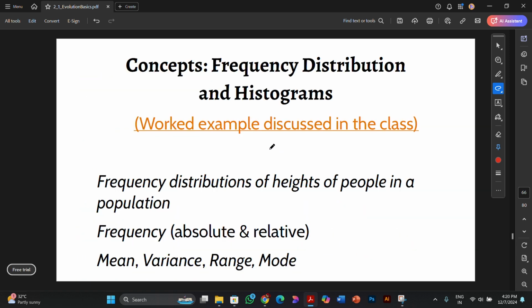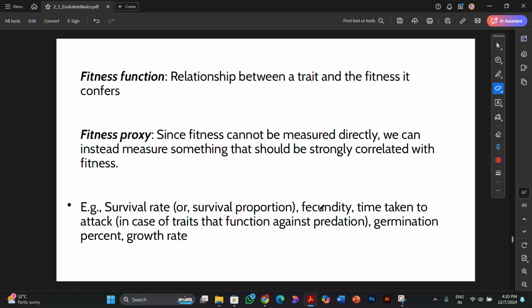Now we will come to histograms. We can do frequency distribution of heights, weights, or those things in a graph where we plot the trait with respect to the frequency distribution, and then we see the shape of the graph, the characteristics, and we find mean and variance. Now for the x-axis we use fitness functions, and here we use frequency. We will use fecundity as a fitness proxy here.